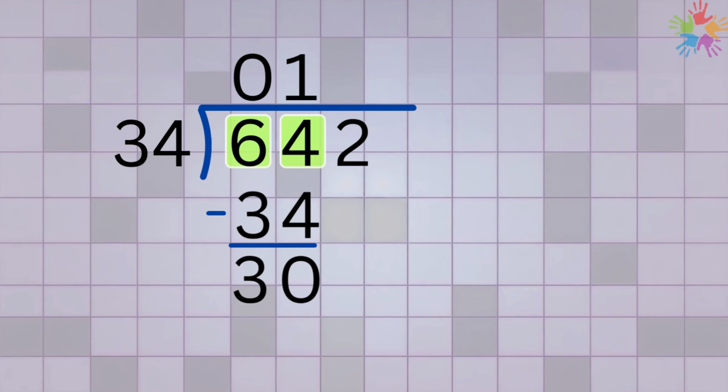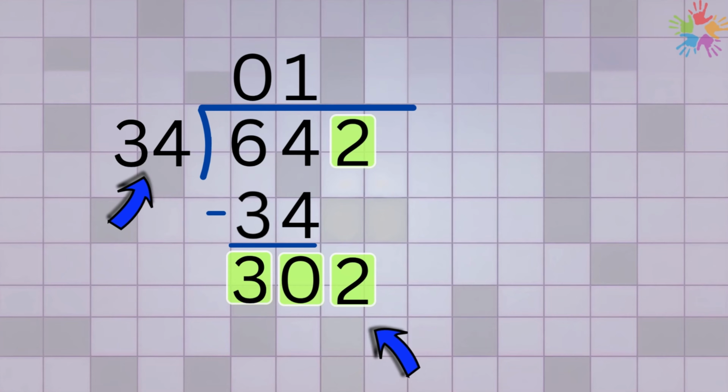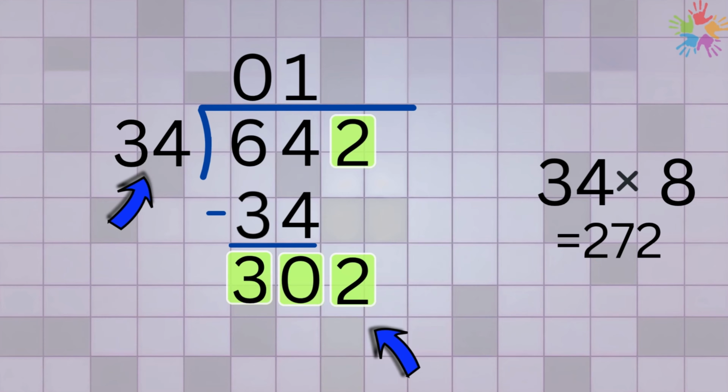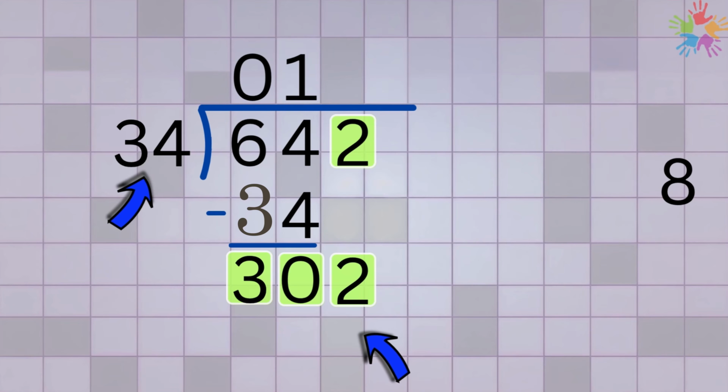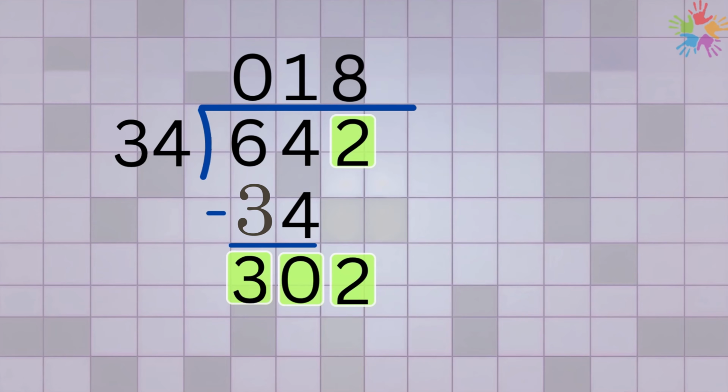Now we bring down the next digit from the dividend, which is the number 2. This turns our leftover 30 into 302. Now we ask, how many times does 34 go into 302? We estimate again. 34 times 8 equals 272. 34 times 9 equals 306, which is too high. So the correct choice is 8. We write the number 8 next to the one we already had. Now our quotient is 18 so far.